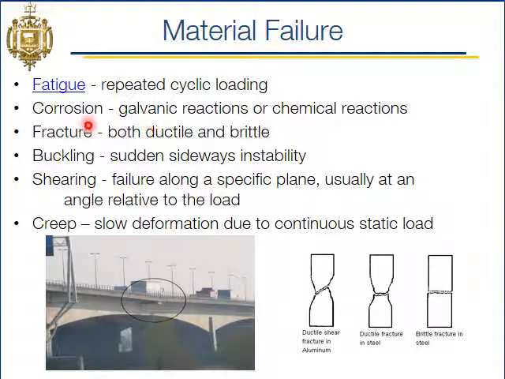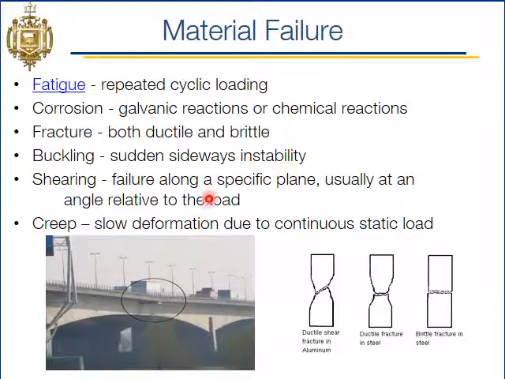Corrosion failure. Corrosion a lot of times just opens up the floodgates for other types of failure. So essentially you'll corrode the material, you reduce the cross-sectional area or open up holes, and that'll cause the material to become weaker. You're going to get fracture, both ductile and brittle. Buckling, which is a sudden sideways instability. So if you ever stepped on a soda can and it didn't crush straight down, you probably saw some buckling.